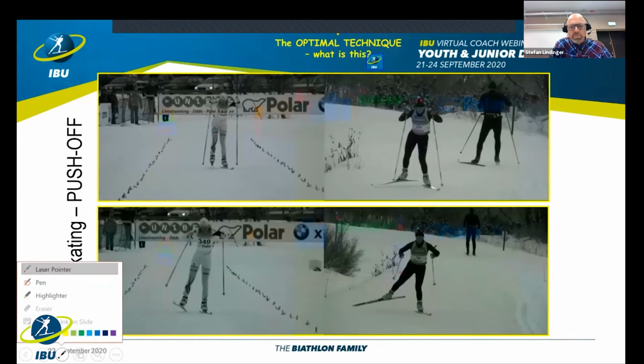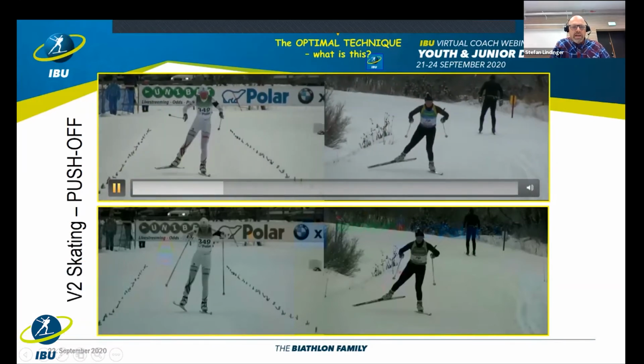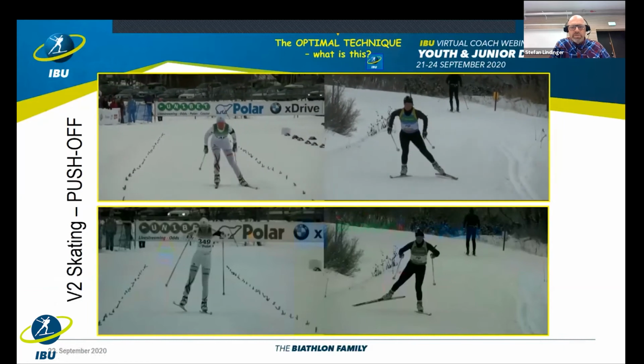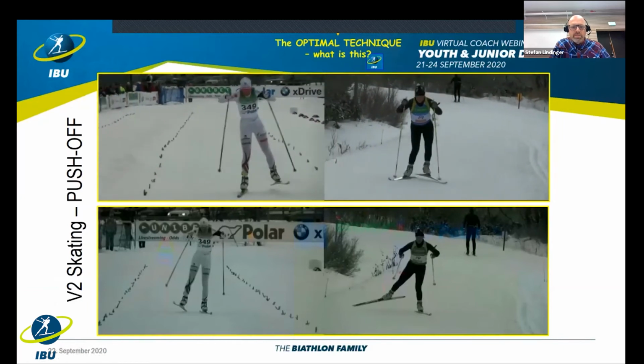Consequences of a not so good push, on the right side, the black skier, is that we have a lot of rotation in the leg, in the whole system, if the push goes rather backwards and the ski pendulum is not perfect, as you can see. So first in real time, the left skier, the white one, has a very good push-off, the right one, the black one, not so good.